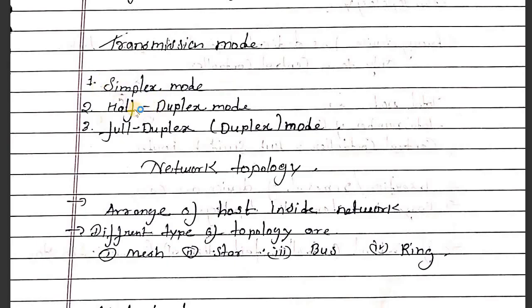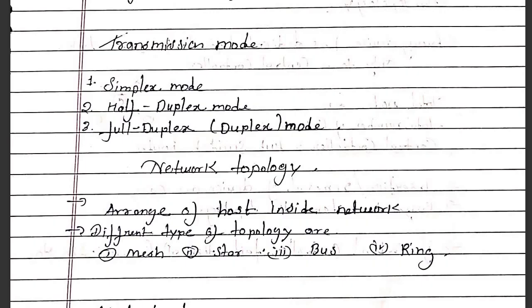Then the half duplex. In half duplex, the communication is bidirectional, but at a time only one-way communication happens. For example, like a walkie-talkie, there is one-way communication at a time. If the receiver side is sending a signal, then at one time only one can send a message, like if the receiver is sending an SMS.